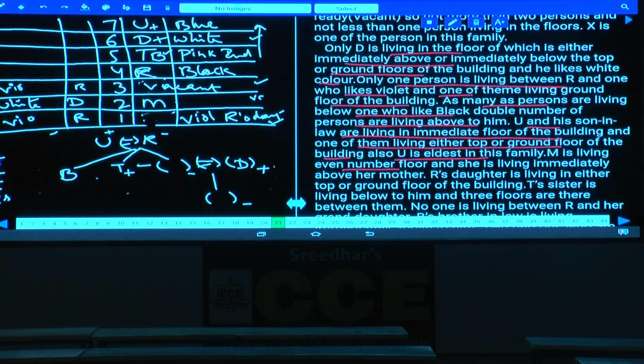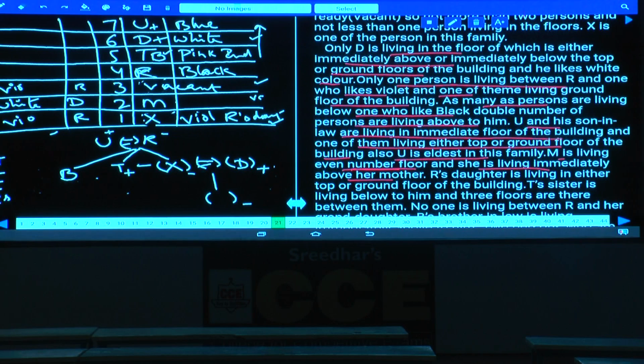As the third floor is vacant, who is the person left over? U, D, T, B, R, M. X. X is the person left over. Then who is X? X is the daughter of this person. Then what is M here? Granddaughter. M is living on an even number floor, and she is living immediately below her mother. And who is the mother of this one?